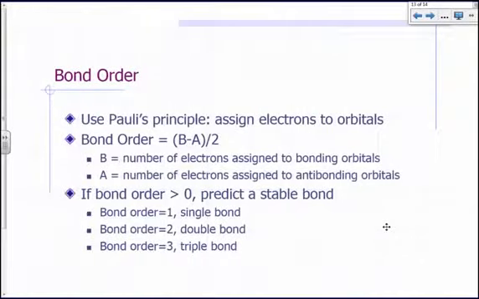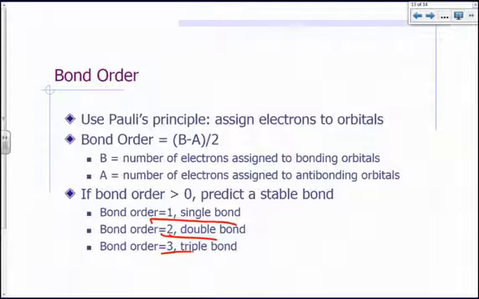What kinds of information can we get from a molecular orbital diagram? You use the molecular orbital diagram to calculate what's called the bond order. Basically, a bond order of 1 means that you expect there to be a single bond between the two atoms. A bond order of 2 means you expect a double bond to form between them, and a bond order of 3 means you expect a triple bond to form between them.